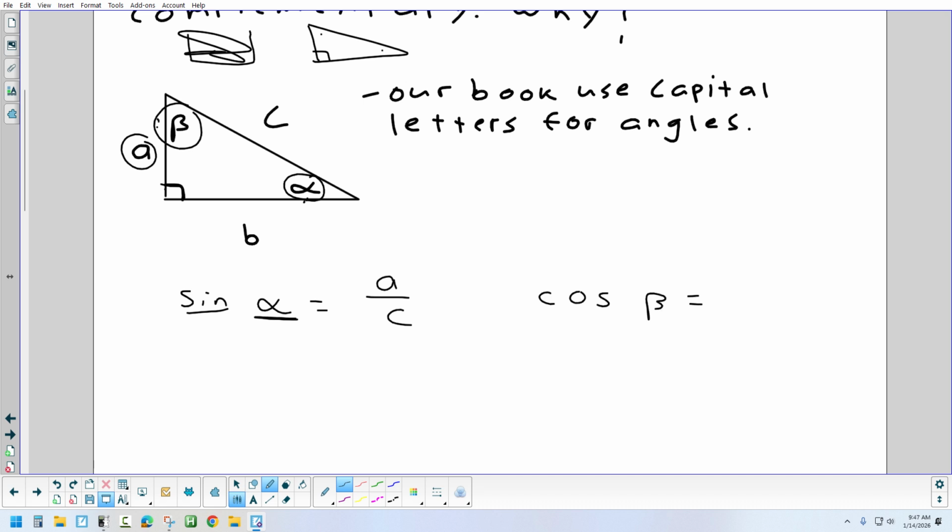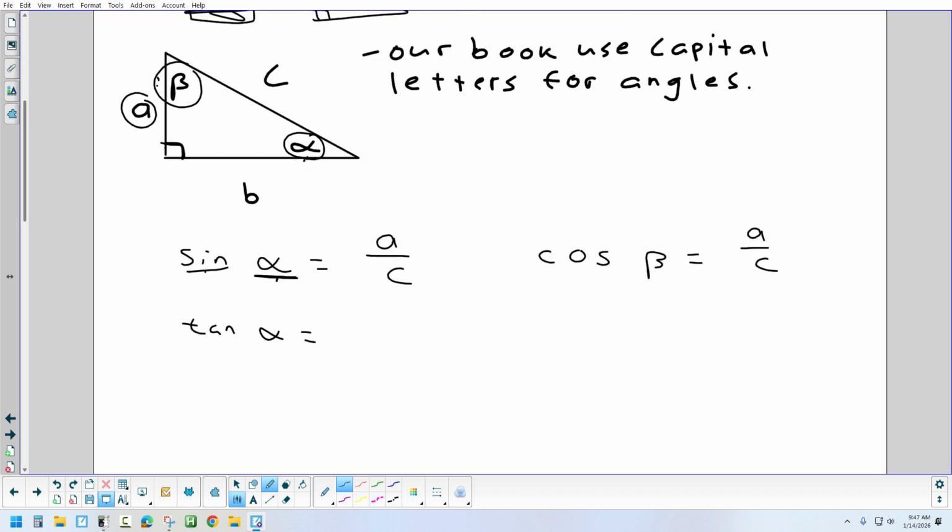So I put the word co in front of my original function, and I found the complement of alpha. What's the cosine of beta? It's also A over C, adjacent over hypotenuse. Came out the same. Let's do another one. Let's do the tangent of alpha. What's the tangent of alpha?